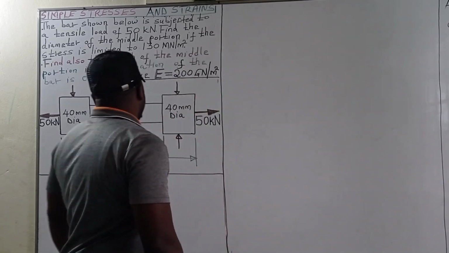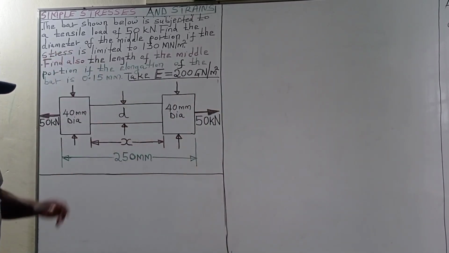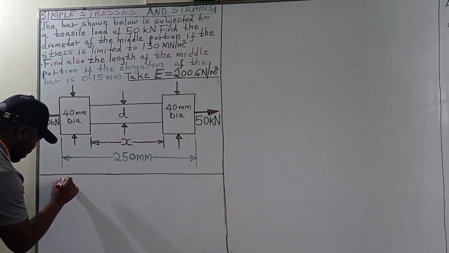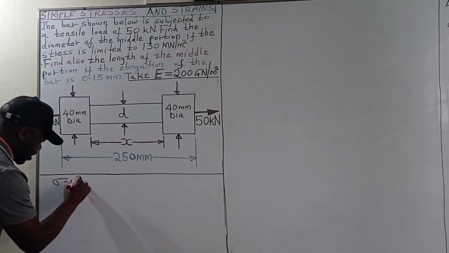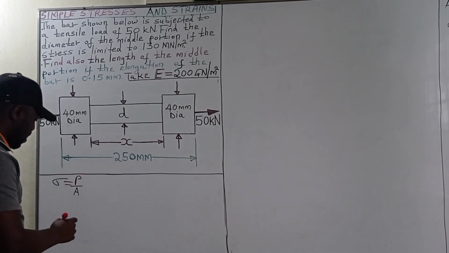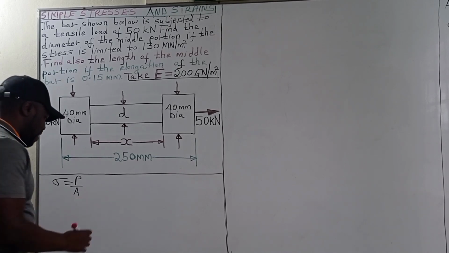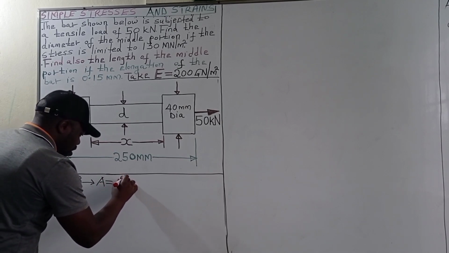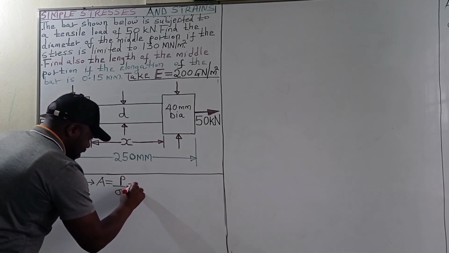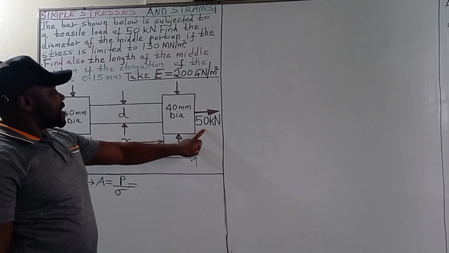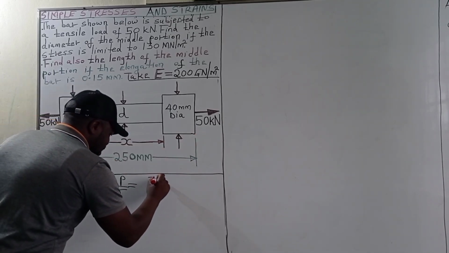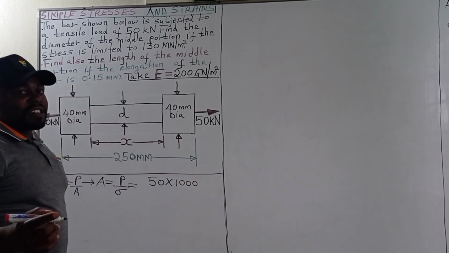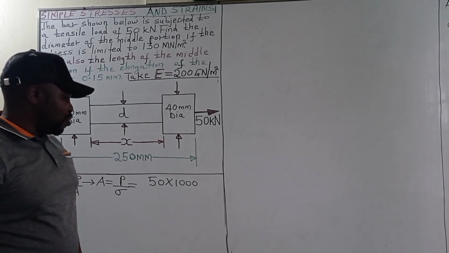Now, let's begin with determining the diameter of this middle portion. And since we are given the stress, we know very well that stress is given by load divided by cross-sectional area. Let's make area the subject of the formula. So the area will be given by load divided by stress. In this case, the tensile load is 50 kilonewtons, so let's convert it to newtons. We multiply it by 1000 since 1 kilonewton is equivalent to 1000 newtons.